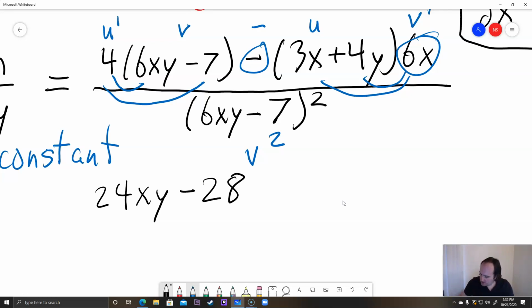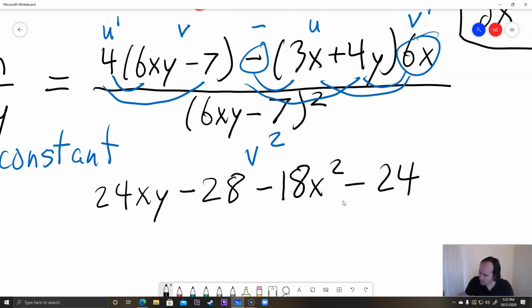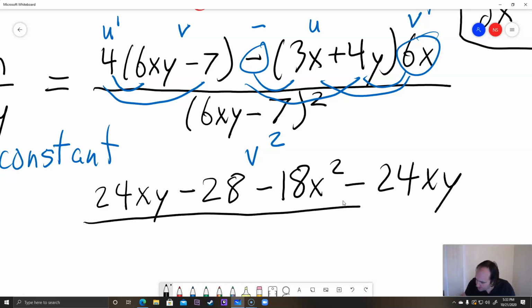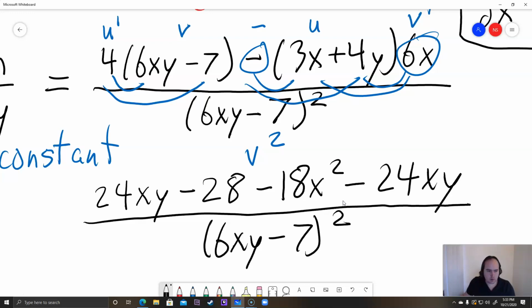And then distributing the minus 6x on the top right, we're going to have negative 6x times 3x is negative 18x squared. Minus 6 times 4 is 24xy. Okay? So we have 24xy minus 28 minus 18x squared minus 24xy, and then this is all over v squared, so this is all over 6xy minus 7 quantity squared.